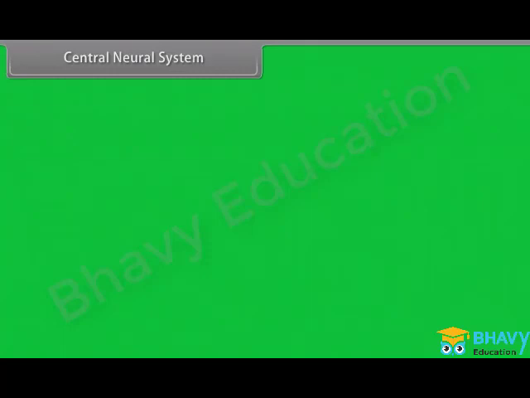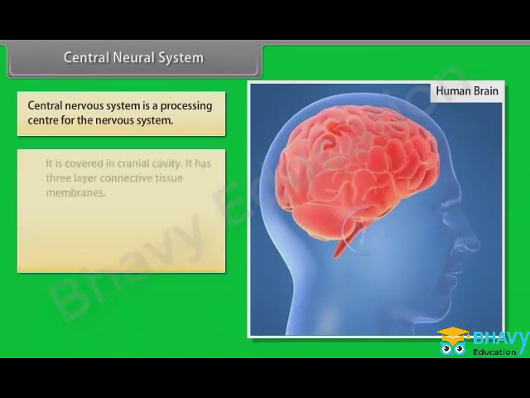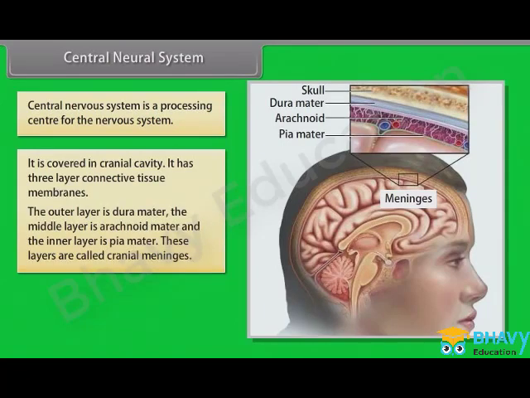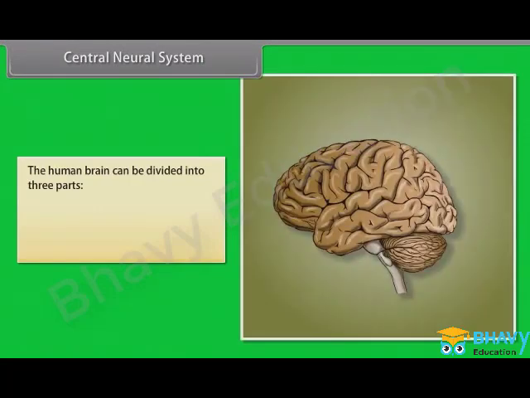Central nervous system. The central nervous system is a processing center for the nervous system. It is covered in the cranial cavity. It has 3-layer connective tissue membranes. The outer layer is dura mater, the middle layer is arachnoid mater, and the inner layer is pia mater. These layers are called cranial meninges. The space between pia mater and arachnoid mater is filled with cerebrospinal fluid. The human brain can be divided into three parts: forebrain, midbrain, and hindbrain.